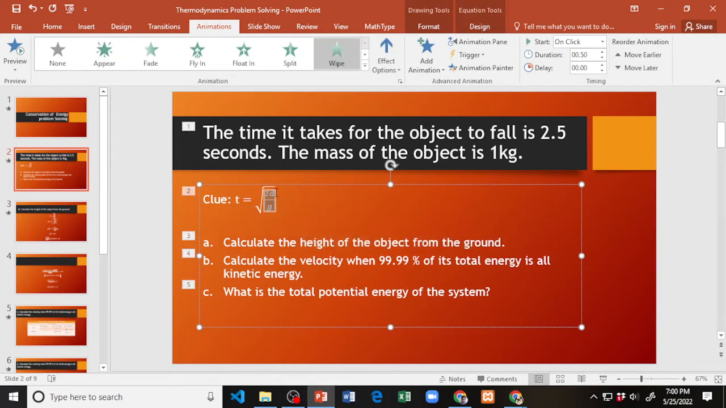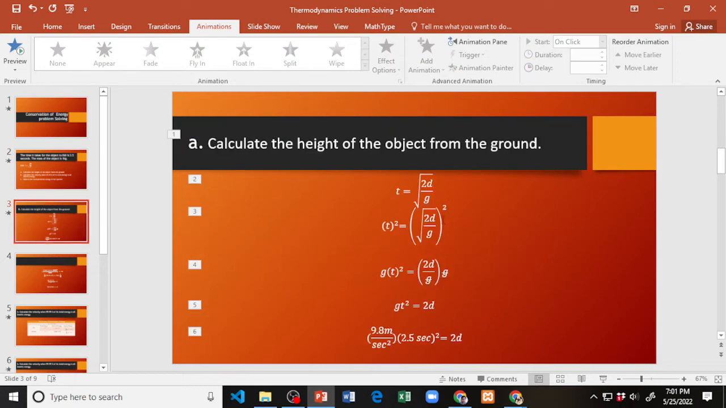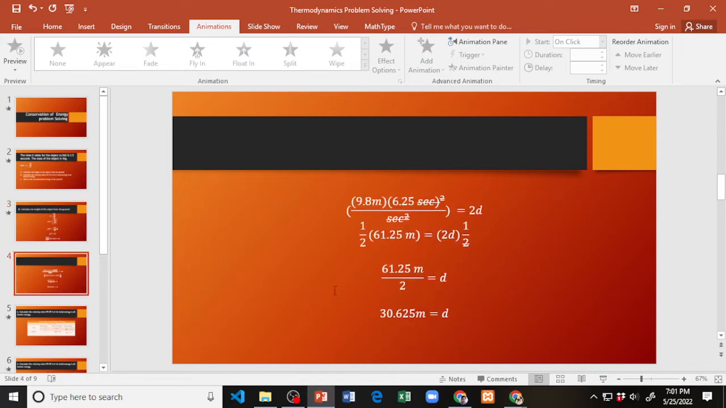So basically it's the distance from the ground, so we are looking for D. And here, part B, calculate the velocity when 99.99% of its total energy is all kinetic energy. So, and then what is the total potential energy of the system? So you can start from the clue right away because that's obvious. You need to find D, and you have time, which is 2.5 seconds. So I think you'll not have a problem in finding D. So in doing that, you're gonna derive a formula for D, and that's gonna be 1/2 g t squared. All right. So here is the computation.